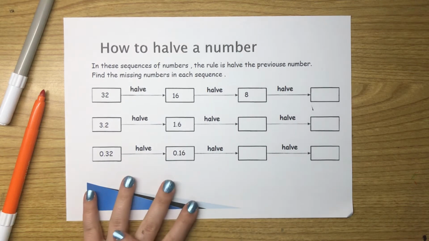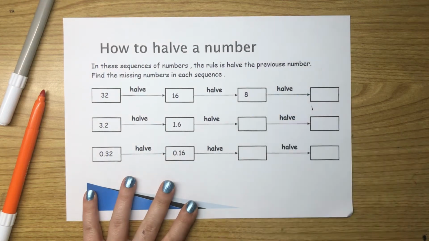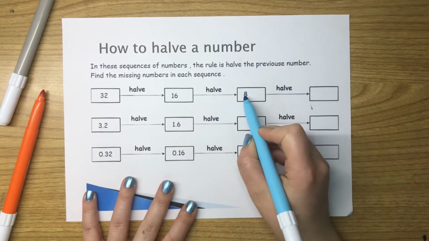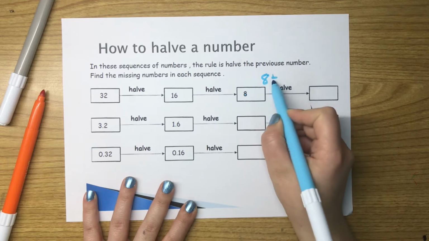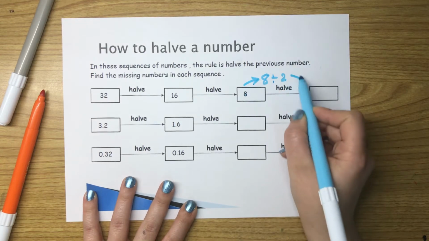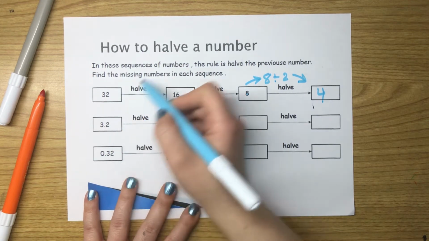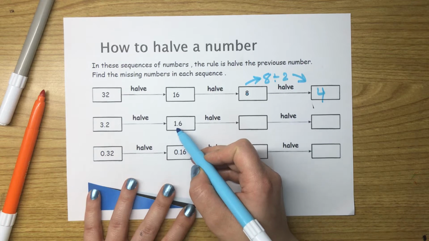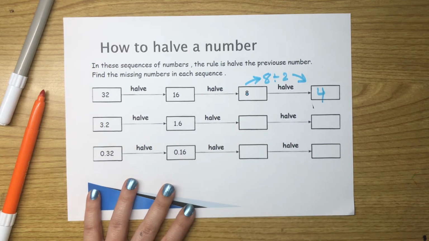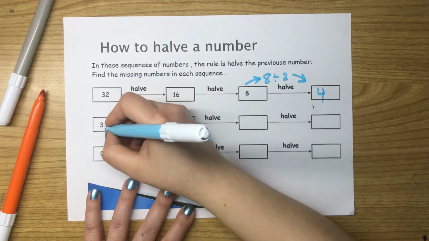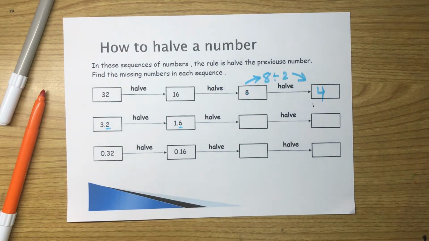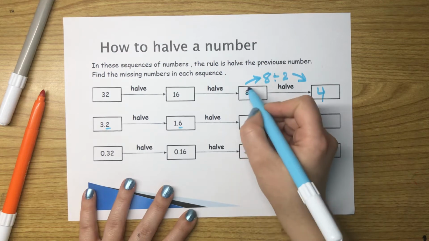Now, what is half of 8? 8 halved, that means 8 divided by 2 gives you 4. Okay? So 3.2, half of it is 1.6. Okay? 1 decimal place. Okay? So the next number is the 8.